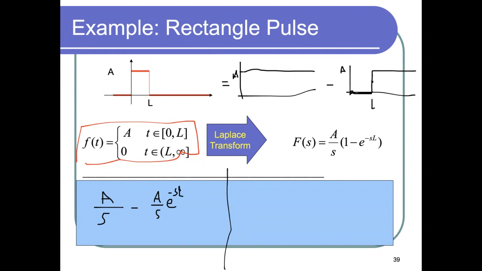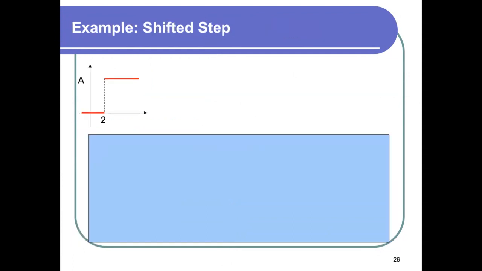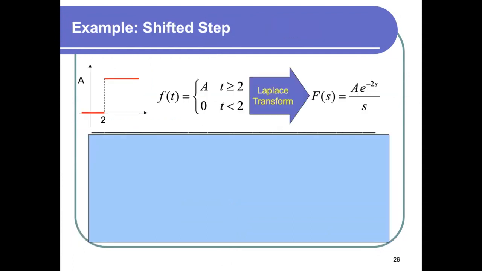We did that earlier. Let me go back and remind you of last time. We had the following function. The power of minus 2s is there because it's a shift. So if I just shift it, then I can just multiply it by an exponent, which is a property that we will explore later. So if I combine the two, this will give me a over s multiplied by 1 minus e to the power minus sL, which is identical to this result.